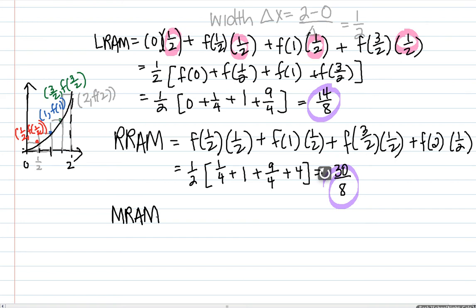So the last one that we have is MRAM. That's going to stand for a midpoint rectangular approximation. In this case, this one's a little bit trickier. For every subinterval that we have, so in this case, here's our first one, we are going to use the midpoint of that segment to determine its height. So this time I'm going to actually draw it in for each one of these first. It's a little tricky for me to draw.